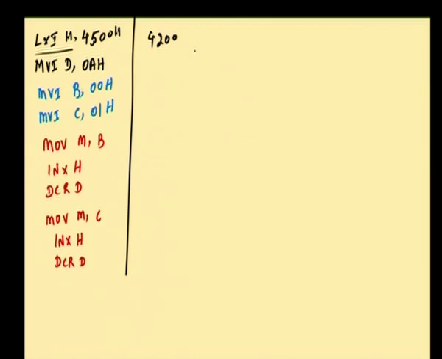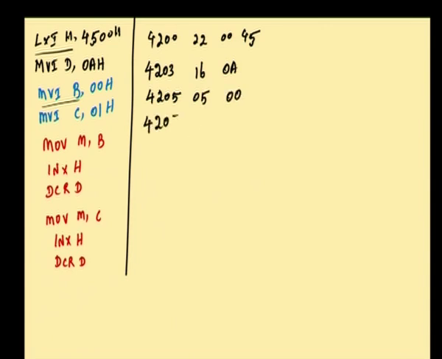It will take 3 addresses. So, in 4200 I have to write the opcode for LXI H, which is 21, then lower byte address 00, then 45. Next address is 4203. The opcode for MVI D is 16, then 0A. Next one is MVI B, 4205. MVI B opcode is 06, the operand is 00. The next address is 4207. MVI C opcode is 0E, operand is 01.